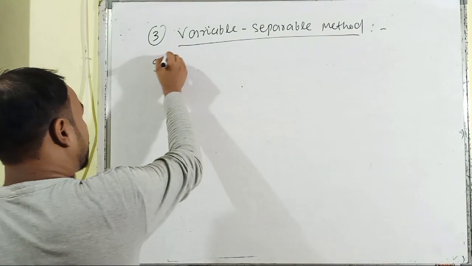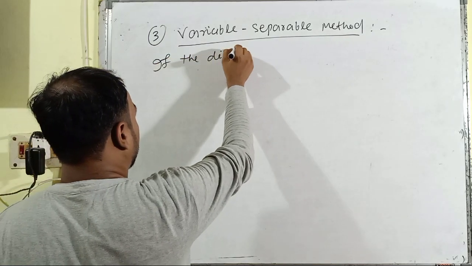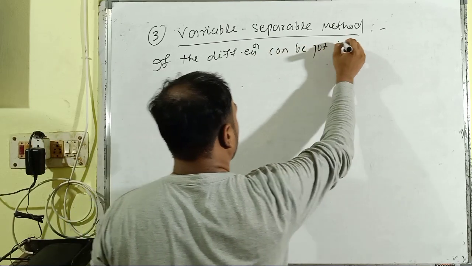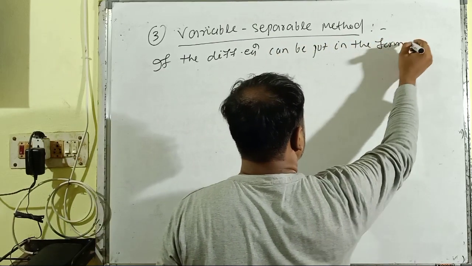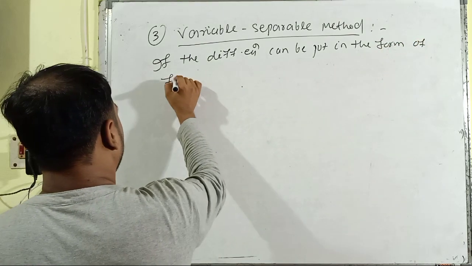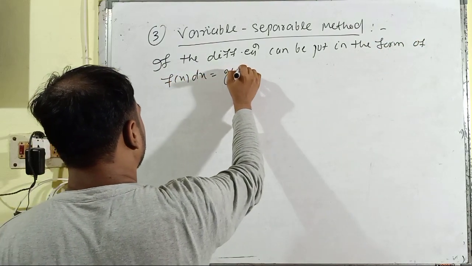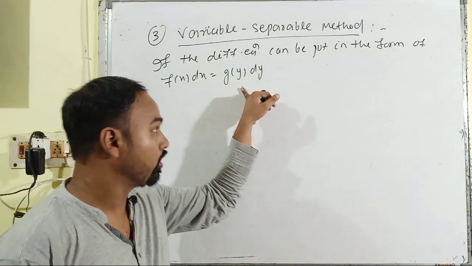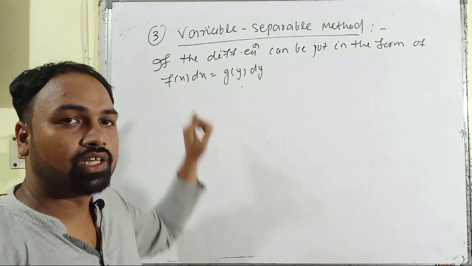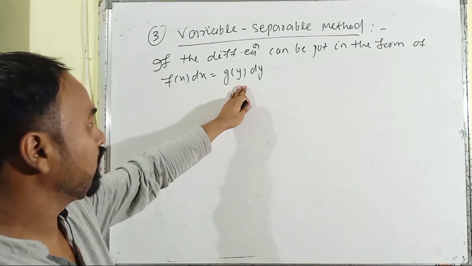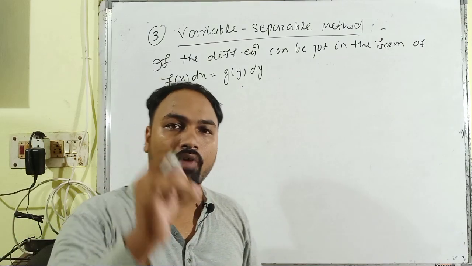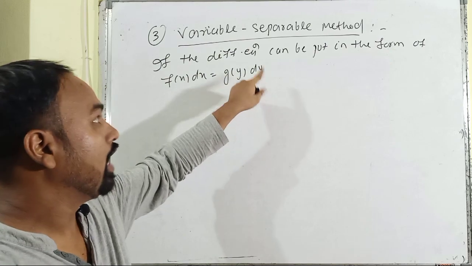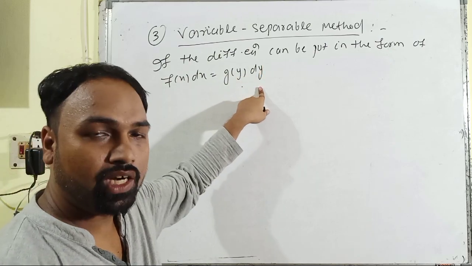So if the differential equation can be put in the form f of x dx is equal to g of y dy, that means there are 2 types of functions: f of x, which contains only x variables, and g of y, which contains only y variables. They can be separated according to the dx operator and the dy operator, and then we can integrate both sides.